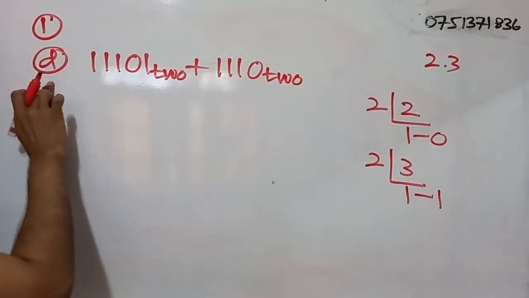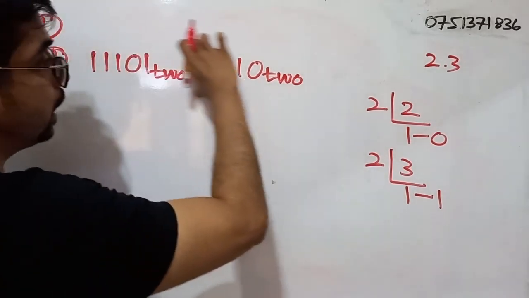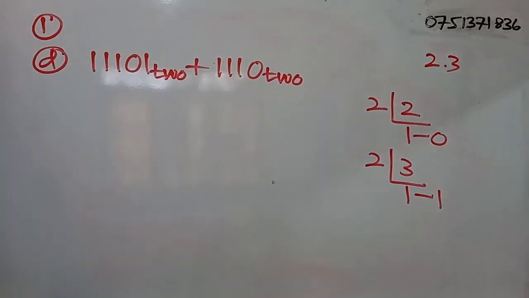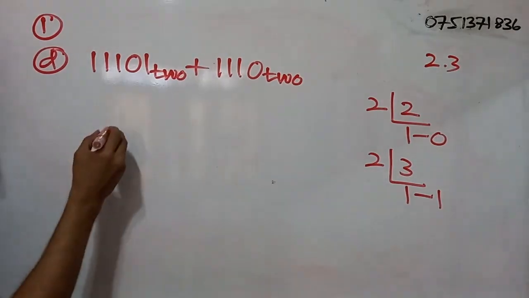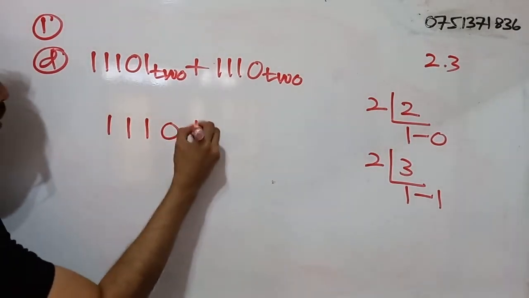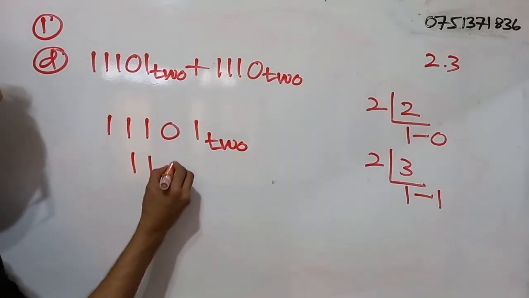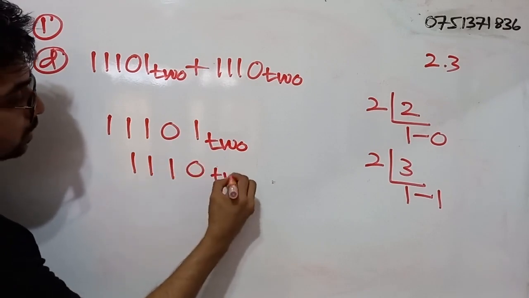Right. So simple D. So there the addition has been given to us in a horizontal manner. So we will write it in the column wise manner. Right. So 1, 1, 1, 0, 1. The base is 2. To that we have to add what? 1, 1, 1, 0. The base is what? 2.